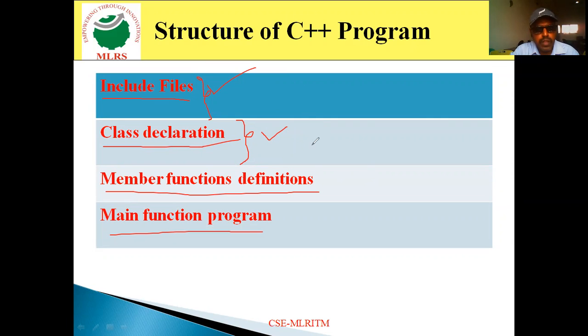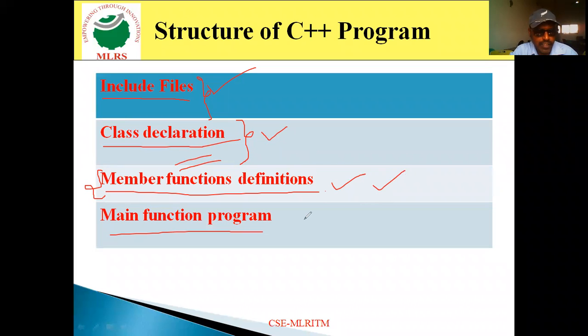Then after declaring or defining a class, you can define the member functions. For example, if there is only one member function in your class, you can define it here after the class. If your class consists of 3 to 4 member functions, then you can define those member functions after the class declaration. To define the member functions, you can use this particular space. So after the class declaration or definition, the next stage is to define the member functions which are there in the class.